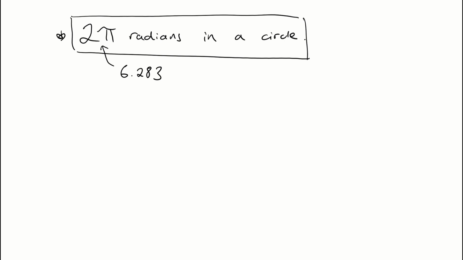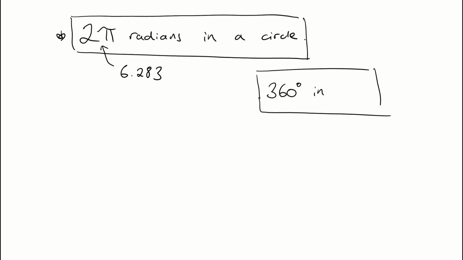So we've just worked out that there's 2 pi radians in a circle. But we also know, a key piece of information which we do know by now, is that there are also 360 degrees in a circle. So what does that mean? Well, that means that 2 pi radians is equal to 360 degrees. These guys are the same. Okay, so what does that mean?